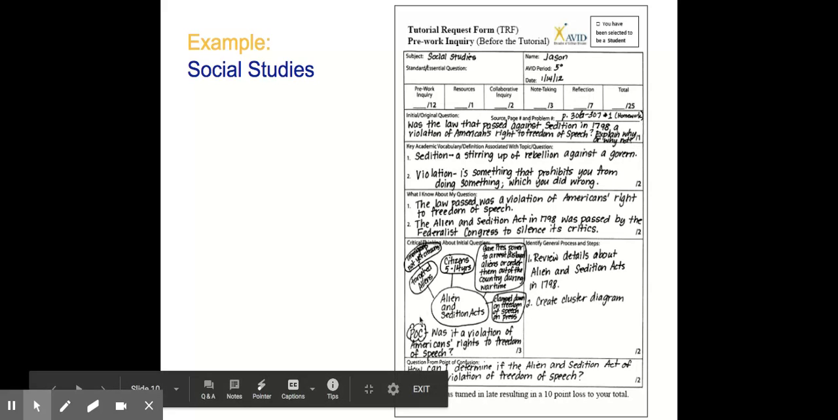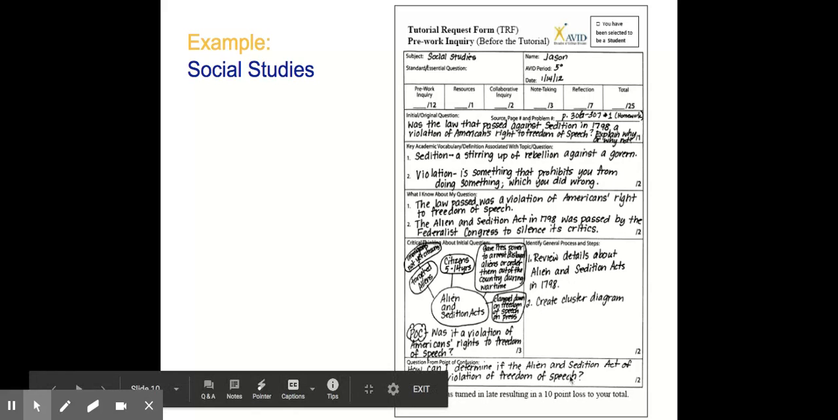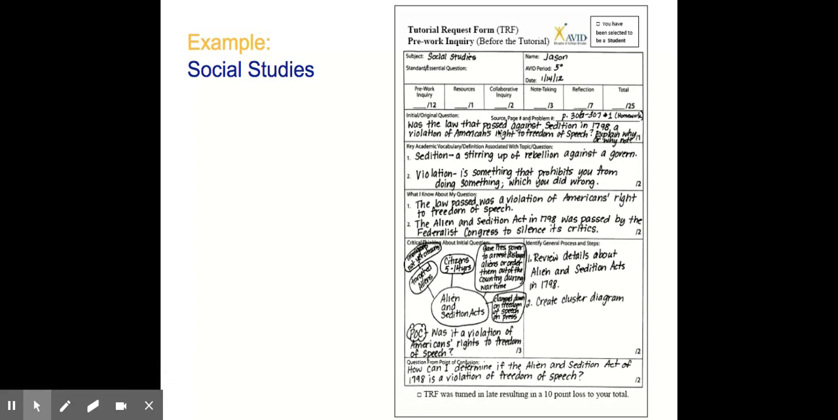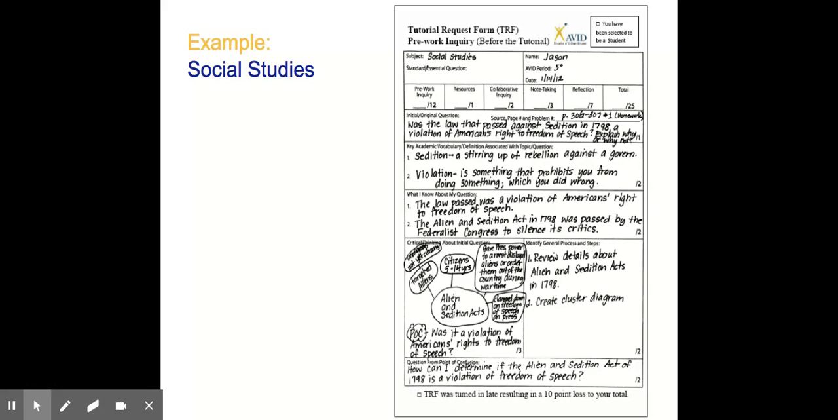Then they went down here. They did their show and tell box. And then remember, this is kind of like your rough draft of your point of confusion. And then here is the question. This is their point of confusion, actually. How can I determine if the Alien and Sedition Act of 1798 is a violation of freedom of speech?